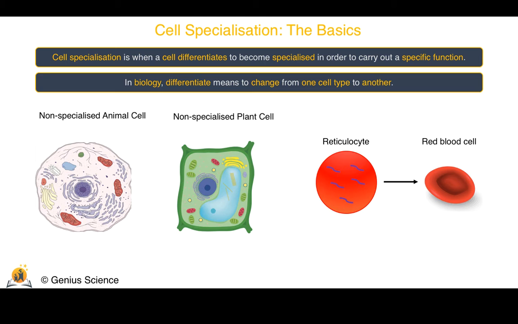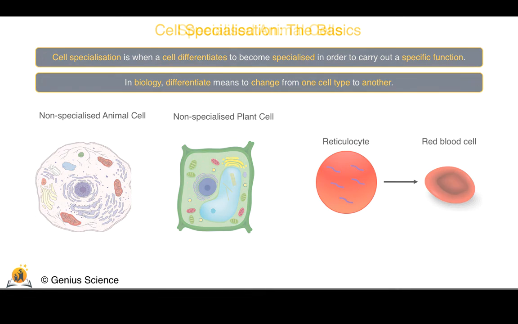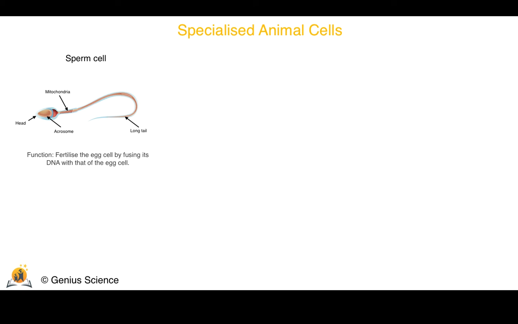Now, by the end of this video, you need to be able to explain how the structure of some specialised cells relates to their function within an organism. We will now look at the specialised cells you need to know for the exam, starting with specialised animal cells. First up then, we have here a sperm cell, and the sperm cell's function is to fertilise the egg cell by fusing its DNA with that of the egg cell.